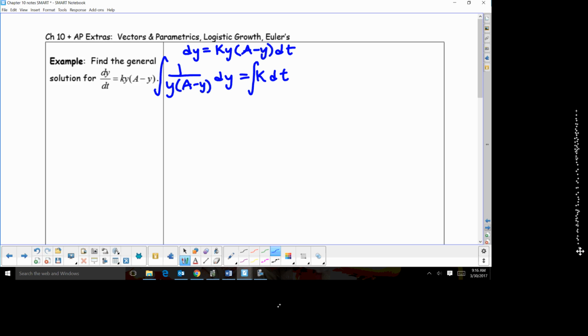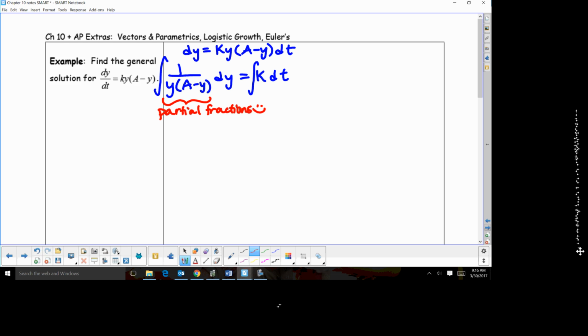Okay. So we have this. How are we going to integrate the left-hand side? You have to do something else first. It's factored down there in the denominator. Oh, okay, so we're going to have to do partial fractions, which is a good review for us anyway, right?